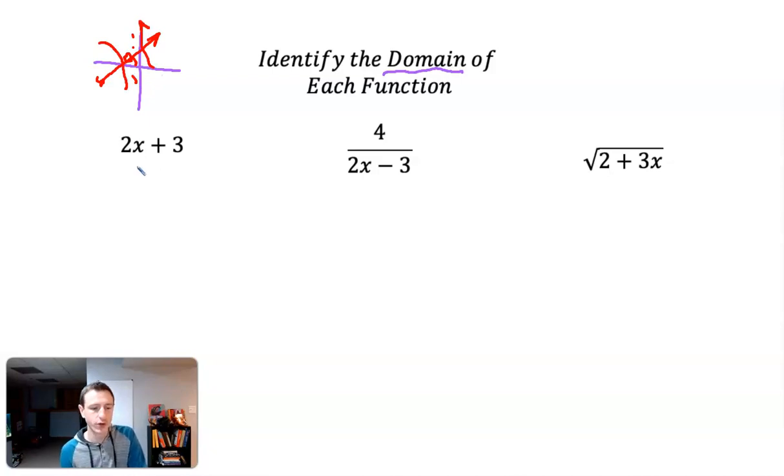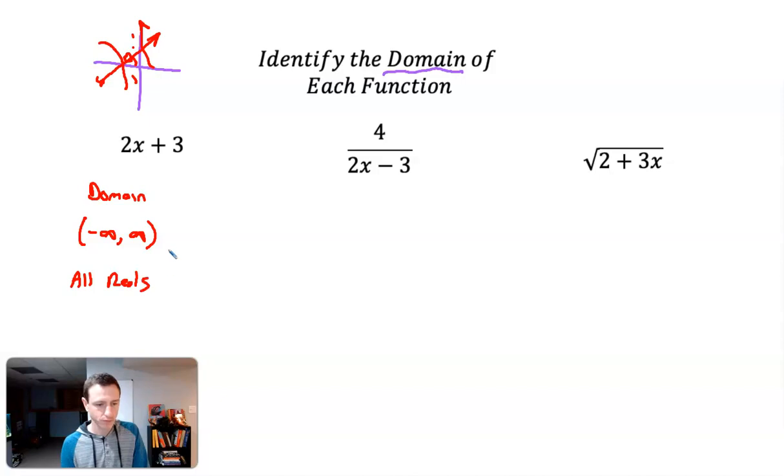So in the first one, 2x plus 3, is there any restrictions on 2x plus 3? No. So the domain for 2x plus 3, if I were to graph 2x plus 3, it would just be a line, and there's no stop to the line. It goes on forever in the negative direction, goes on forever in the positive direction. So the domain is all real numbers. So negative infinity, positive infinity, all reals. So there's nothing that's going to cause any sort of issues for 2x plus 3.